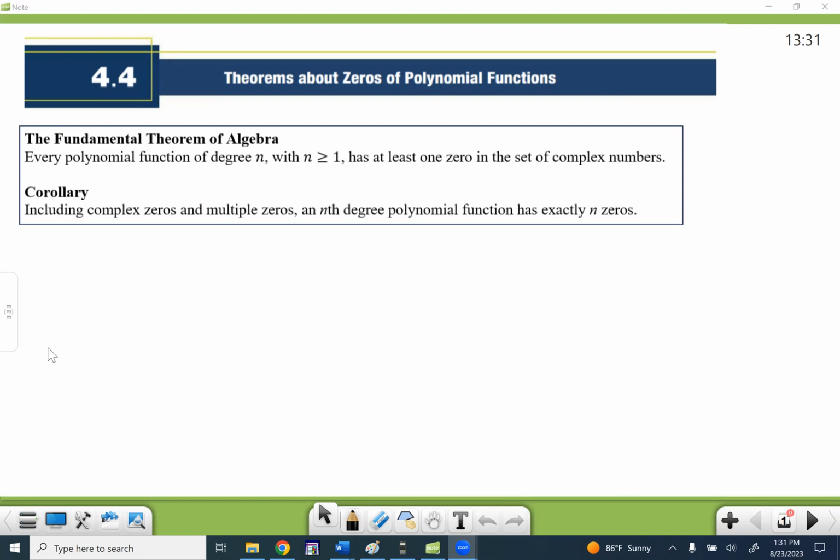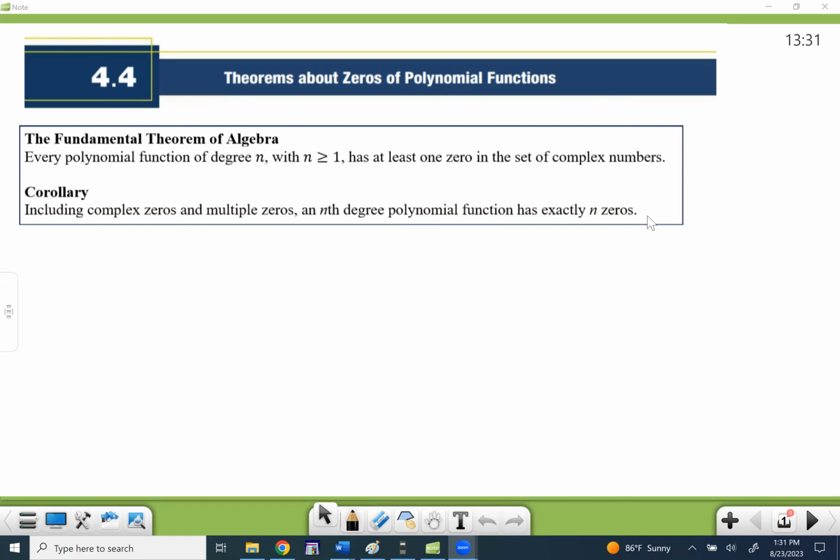All right, so this first theorem, the fundamental theorem of algebra, says that every polynomial of degree n with n greater than or equal to 1 has at least one zero in the set of complex numbers. And typically this corollary is actually something we've been talking about in class a lot, which says if we include complex zeros and multiple zeros, then an nth degree polynomial has exactly n zeros.